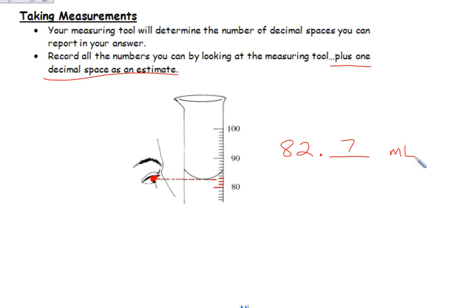What if your lab partner says, oh, really? Because I thought it was like 82.6. I said 82.6 milliliters. A+. This last spot here, this is an estimate.